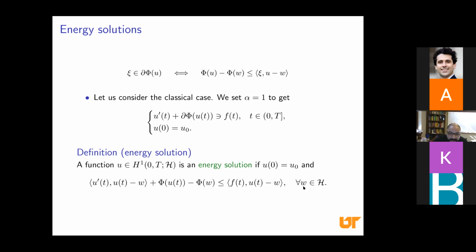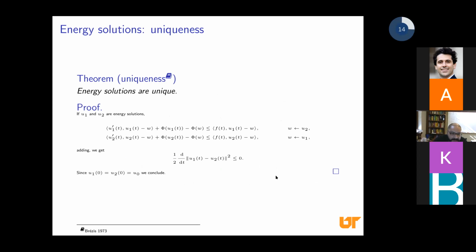One of the reasons why this is a good definition of solution is because right away you can get that energy solutions are unique. All that you need to do, and this is very easy, is you assume that you have two energy solutions. You just write the variational inequalities that they need to solve, and then you choose as test function in one inequality the solution of the other one. You can add them so that these terms will go away. These terms will go away as well.